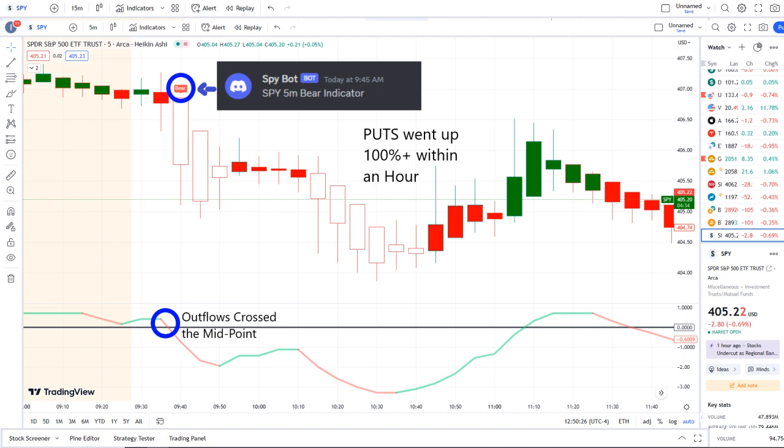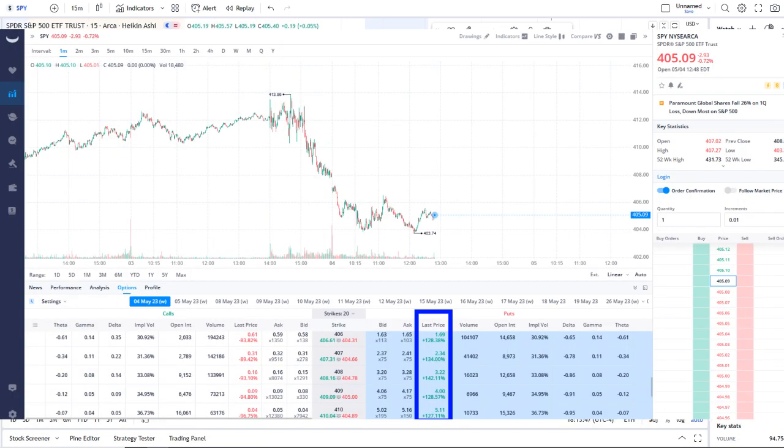Pure weakness there on 42 vision, and put options went up 100% plus within an hour, guys. And as you see there popping up within the screen in the options chain, some options even went higher than that.